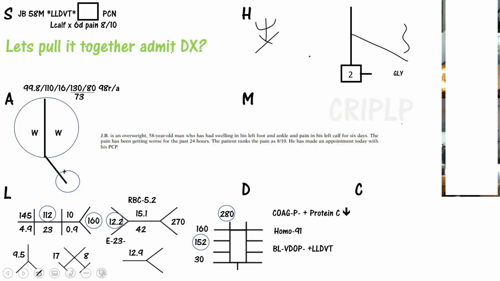It's a DVT, so he's overweight. He's 58, with swelling in his left foot and ankle, pain for 6 days. The pain's been getting worse. He ranks the pain at 8 and made an appointment today with his primary care. So, open and shut case, right? What's the treatment?